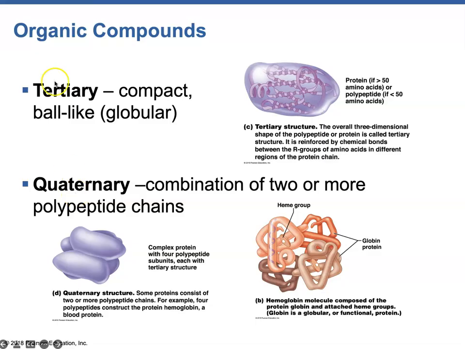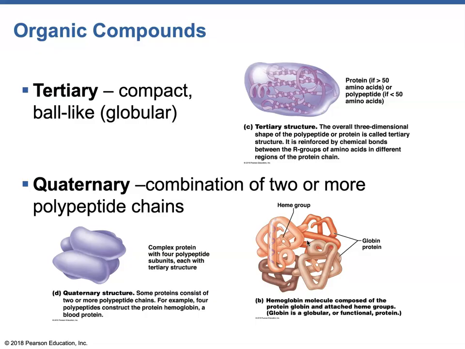Quat means 4, ter means 3. So in this case, this type of protein is going to be the most complicated shape that we can have. This is what hemoglobin looks like. So this is an example of what hemoglobin would look like. So it's got this component of 4 different chains. So we're combining more polypeptide chains into the mix. So that's what you would see here with quaternary. So it's just the actual shape of the protein that changes.